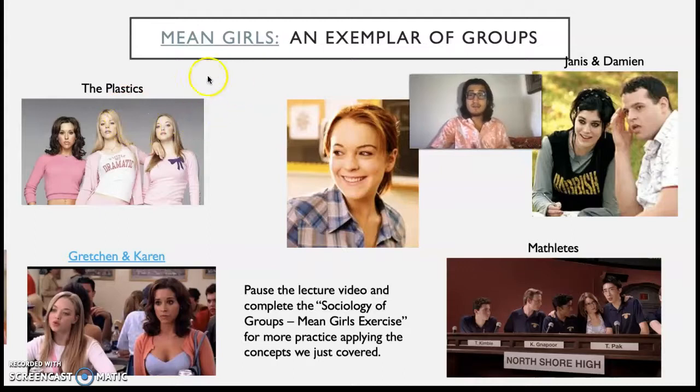I would also say that being part of the Plastics was an in-group for these three ladies as well, because it provided them a really strong sense of identity as to who they were. Then over here we had Janice and Damien, which are only two individuals, which would make them a dyad, right? The smallest group that we work with.